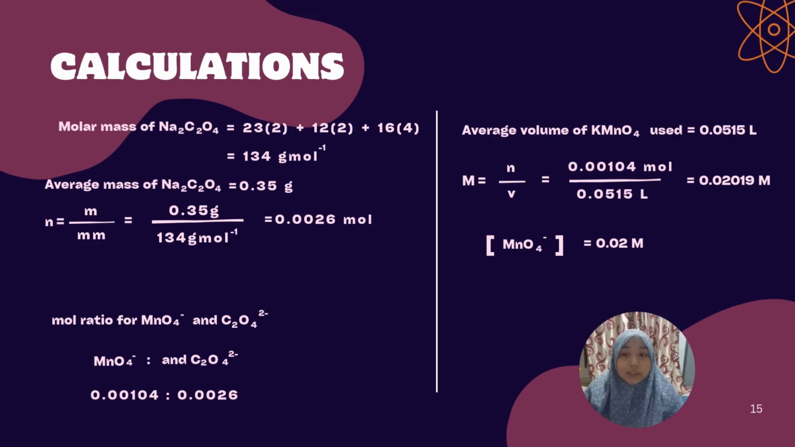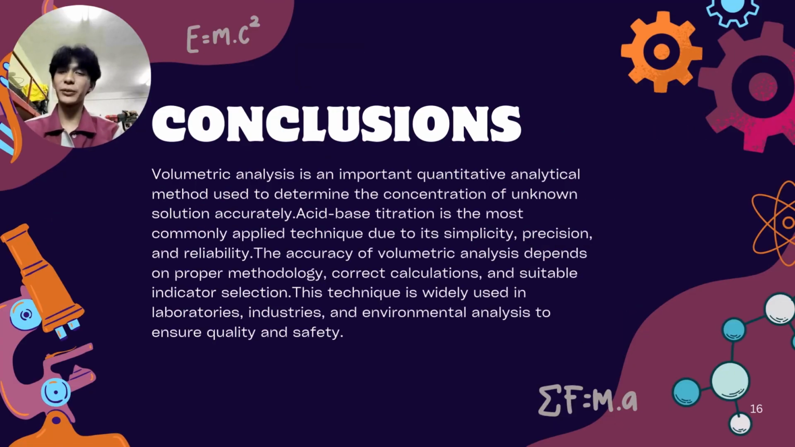Lastly, we find the concentration of our permanganate solution. The average volume of KMnO4 used in the titration was 0.0515 L. Using the formula M equals n divided by V, we divide the 0.00104 moles of KMnO4 by the volume. This results in a calculated molarity of 0.02019 M. Rounding to 2 decimal places for our final result, the concentration of the MnO4 negative solution is 0.02 M. So for the next part, which is conclusions.